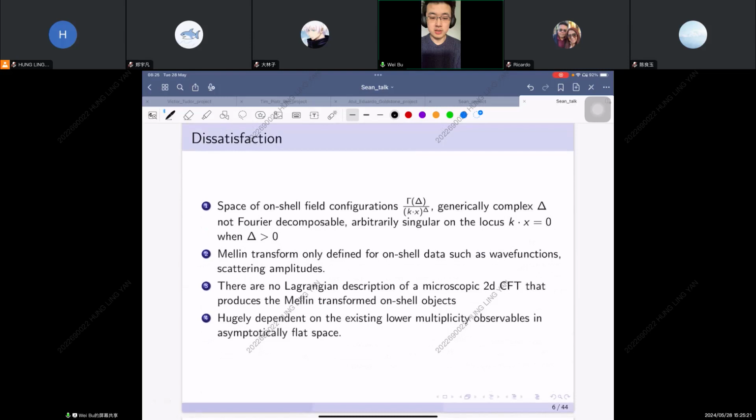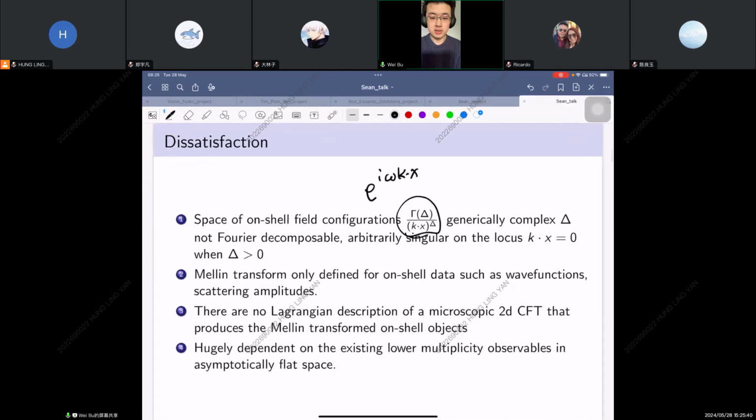So this is all good and nice, but what are the dissatisfactions? Thing number one, you might have noticed, maybe not, is the space of on-shell field configurations, as in these eigenstates, compared to e^{iω k·x}. These guys don't have singularities anywhere. They're completely analytic. They're delta function normalizable and so on and so forth. But these are not, in any sense.